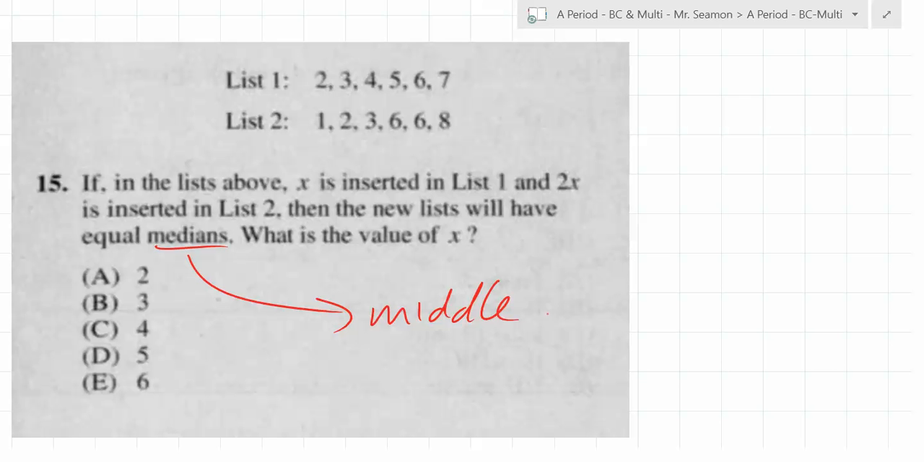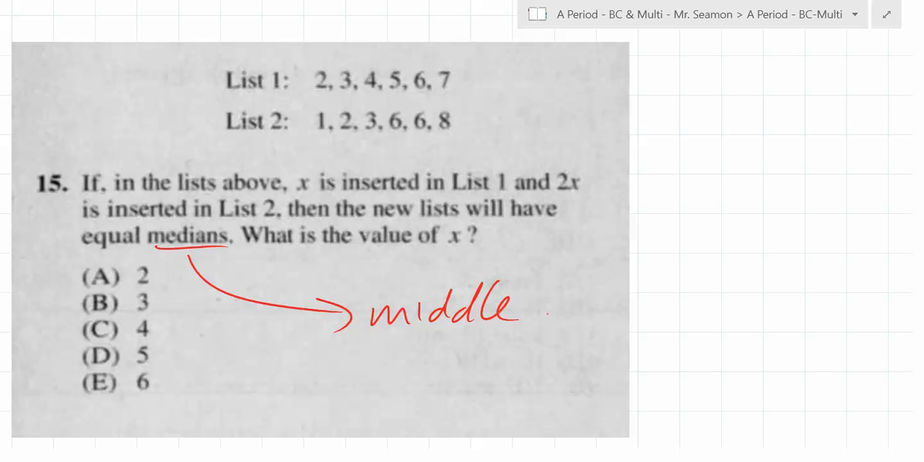If what? Oh, and what do you do? Yeah, what do you do if you have an even number? You average the two, exactly. But here's the thing. If you add a number to both of these lists, how many entries are there going to be? There's going to be 7 entries, right? So you don't have to worry about that.